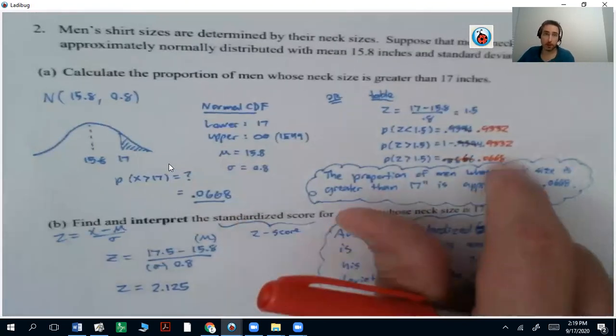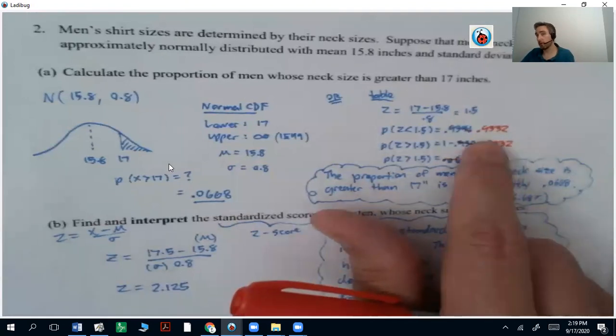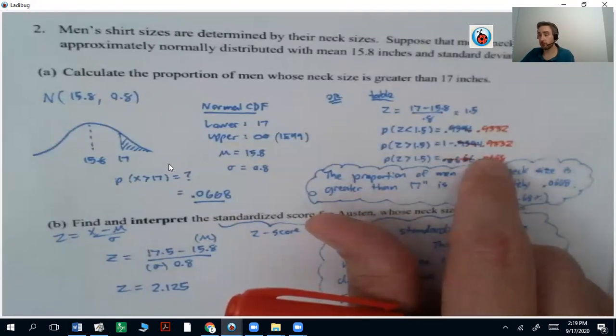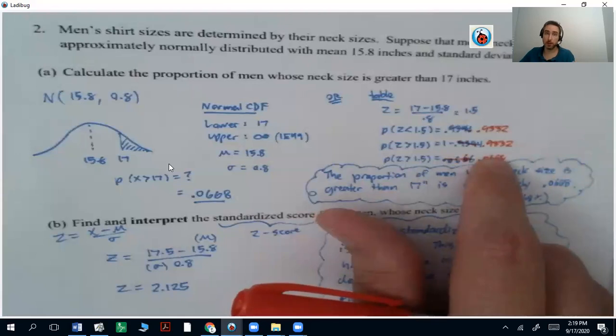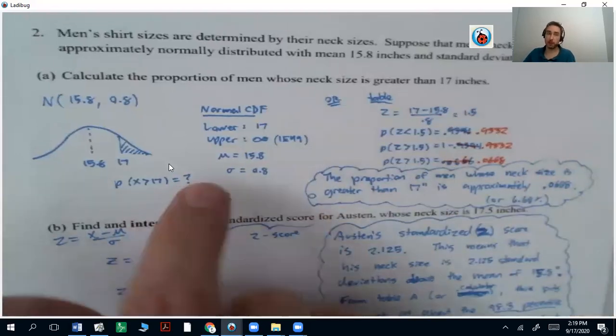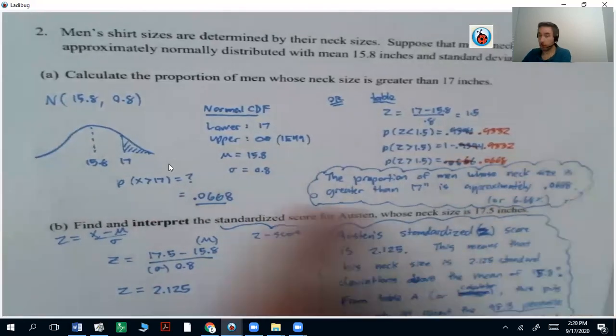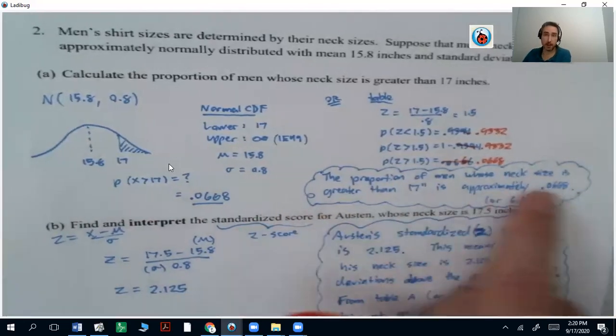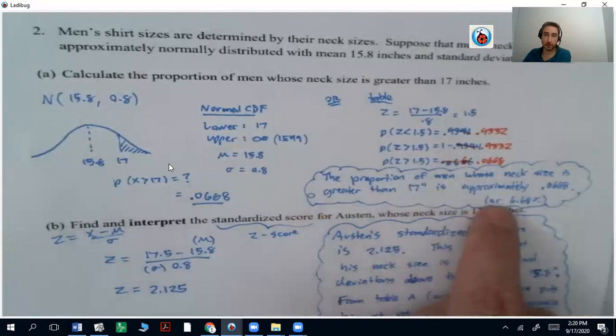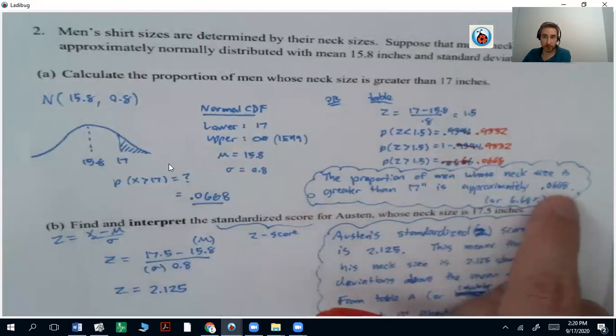And look, I'm just going to be straight up. I got the wrong number from the table because I was looking at the wrong row or column. So it's much more accurate to probably use the calculator when you're doing this. Summarize it. So the proportion of men whose neck size is greater than 17 inches is approximately 0.0668 or 6.68%. You always got a summary.